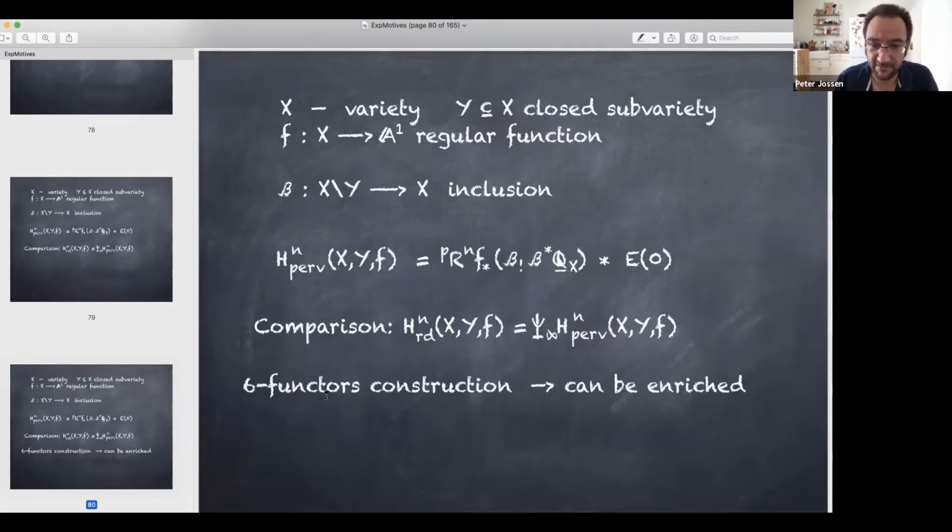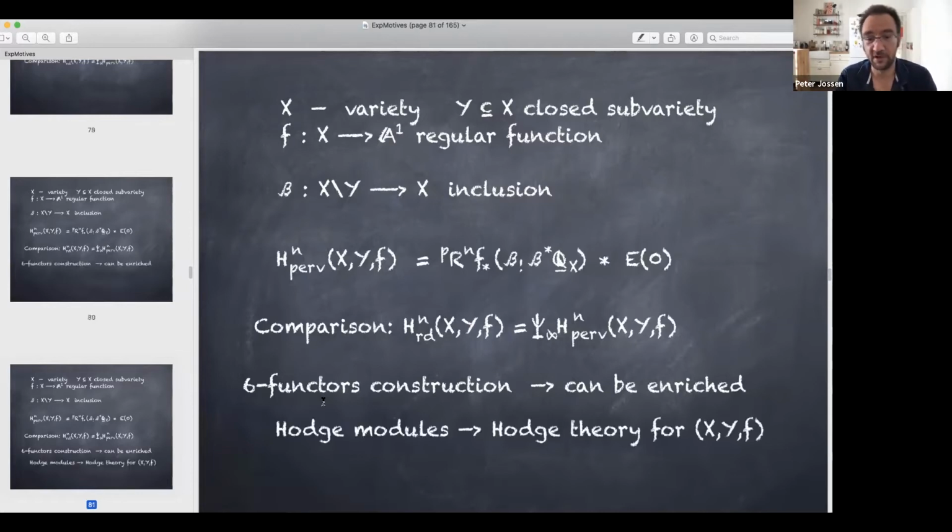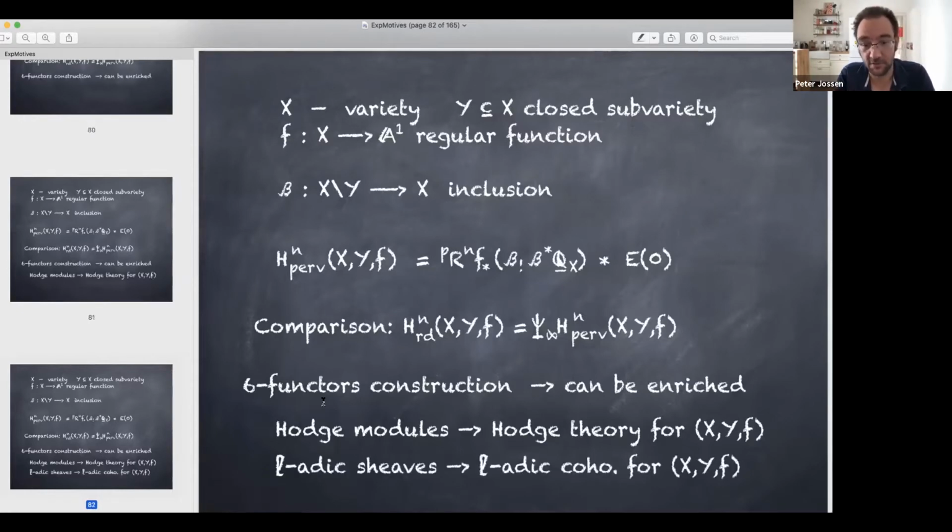So this shows you that whenever you have any other six functors context, you can just do the same thing, just copy the formulas. So for example, if you like Hodge theory, well, there is a six functors formalism for Hodge modules, and so you get a Hodge theory for X, Y, and f. And it's really just the same formulas. Now you interpret the constant sheaf as the constant Hodge module, and the pullback and pushforward as pullback and pushforward of Hodge modules. Or if you like l-adic sheaves, well, just write an l everywhere and you get an l-adic theory. So now you should be convinced that there are a lot of cohomology theories for varieties with a function.